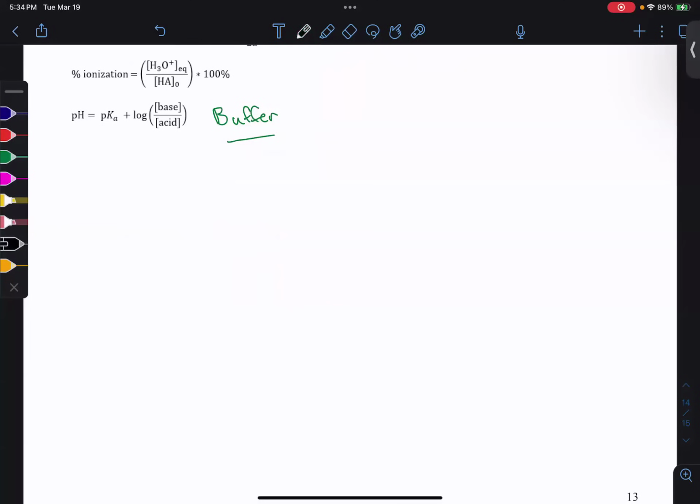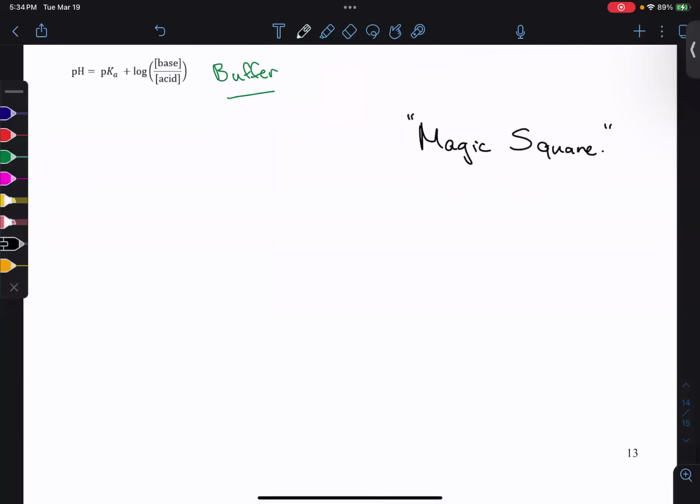Again, I was mentioning the magic square. This was from last time, but I never actually specifically described what this magic square is. I don't know why it's magic. It just is. So this square relates 4 different properties of water. The first one is H+ concentration and OH- concentration in a sample of water. It doesn't even have to be pure water. It can be any aqueous sample.